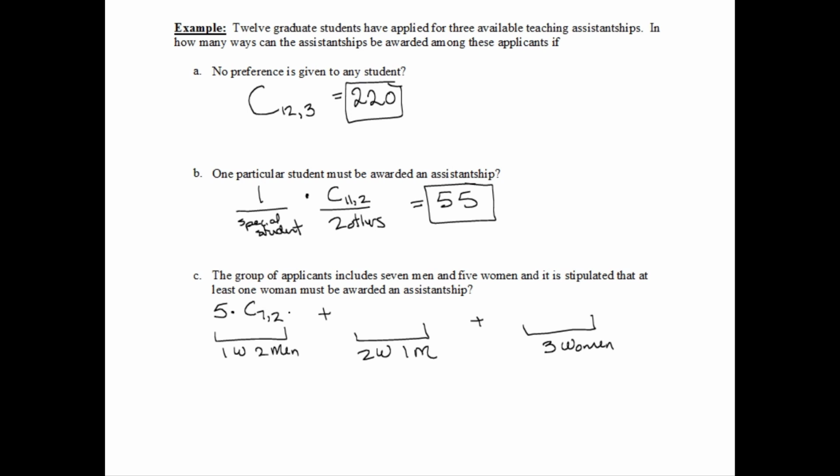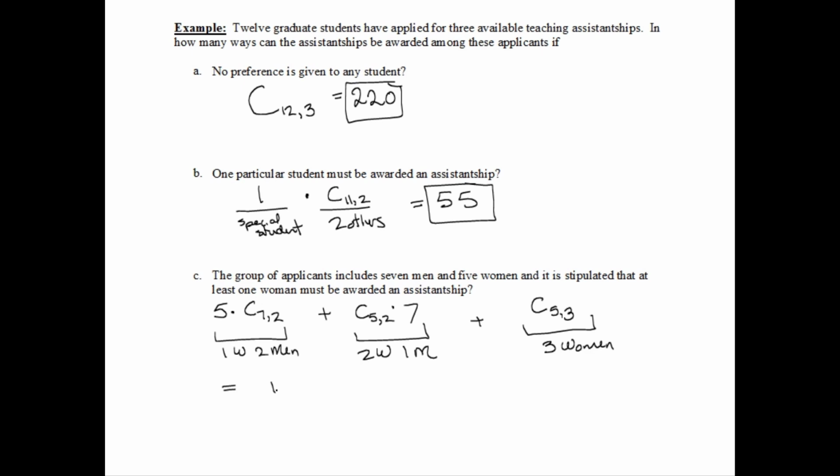Now, how many ways are there to choose 2 women? As soon as you choose more than 1, you need a combination. So here we have a group of 5 women. We're choosing 2. So 5, 2 gives us the 2 women. How many ways are there to choose 1 man? 7, because I have 7 men that have applied. Now, how many ways are there to choose 3 women? Combination 5, 3, because I have a group of 5 women that I'm choosing from.